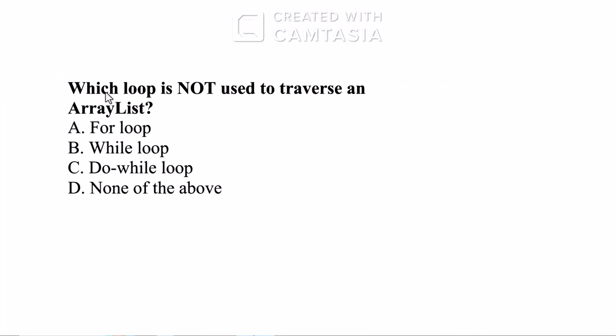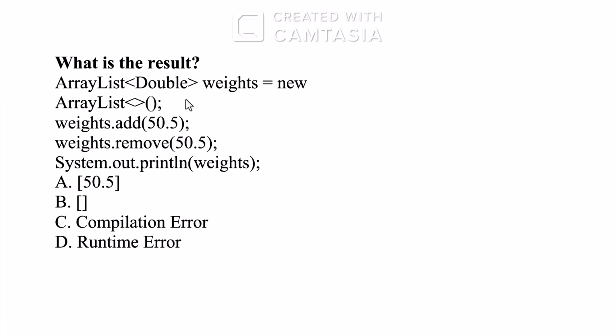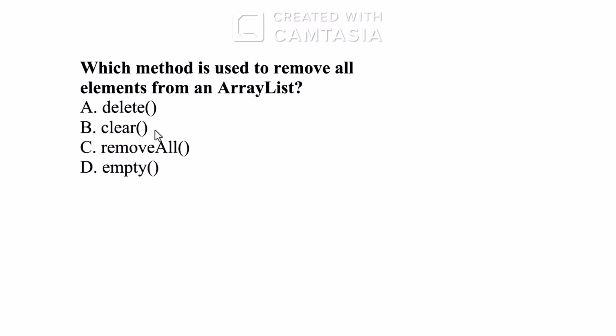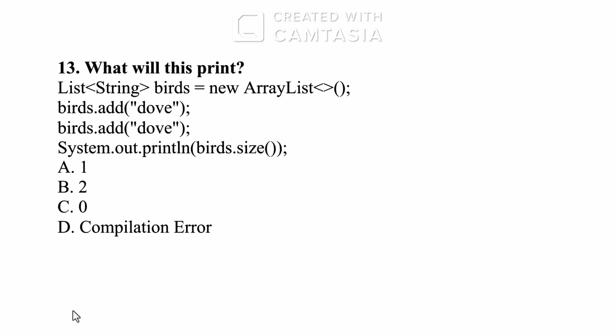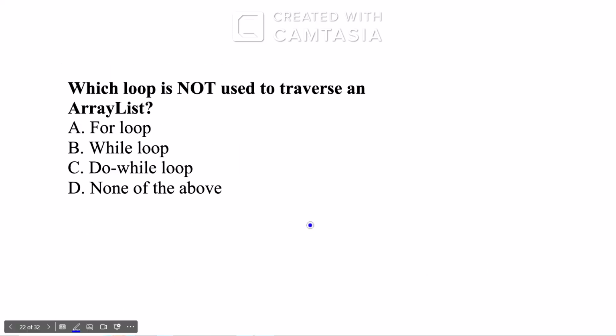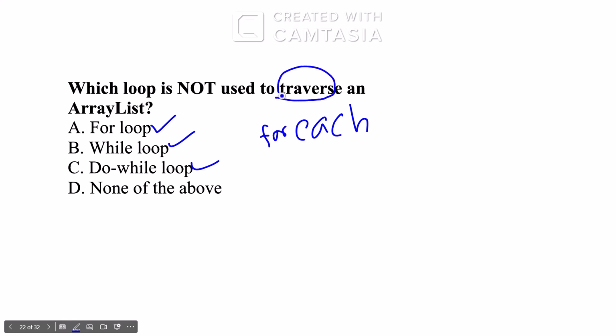Next question: which loop is not used to traverse an array list? We can use for loop, while loop, do while loop. We can even use the for each loop, also called the enhanced for loop. So we can apply all the loops to traverse an array list. So here the option is D, none of the above.